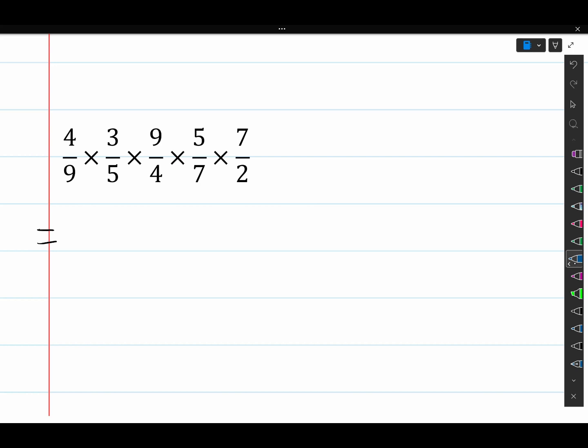So right away I recognize, hey, there's a 4 in my numerator and my denominator. 4 over 4, that just equals 1. There's a 9 in my denominator and in my numerator. 9 over 9, that just equals 1. 5 over 5 just equals 1. 7 over 7 just equals 1.